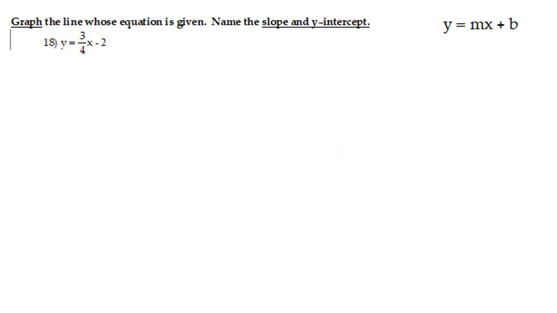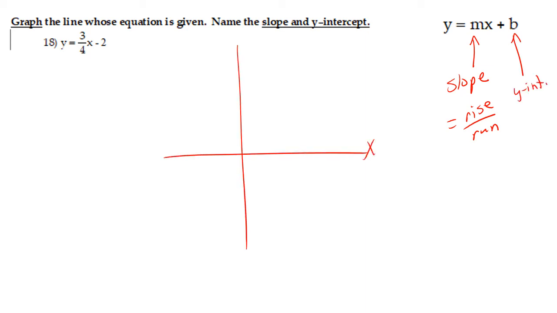Now we're going to graph using the slope-intercept process. Remember, the number in front of the x is the slope, and that gives us the rise over the run. The number behind the x is my y-intercept, and that's the point that I would start graphing with. So my y-intercept is -2. Plot that point first. Then take your slope, which is 3 over 4.